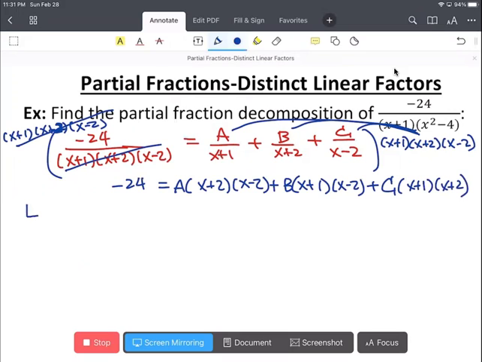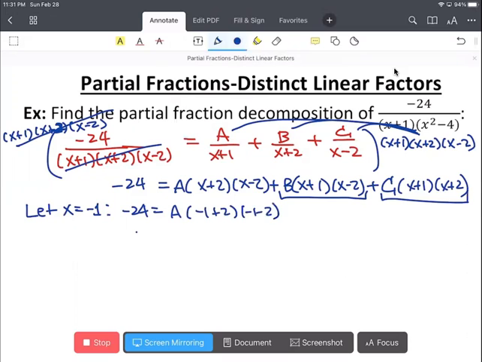So now I'm going to let x equal negative 1, so I can get rid of the B and C terms because they equal 0, and I can solve for A. Then we have negative 3A, and divide both sides by negative 3, then A equals 8.